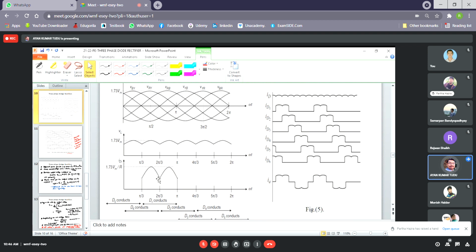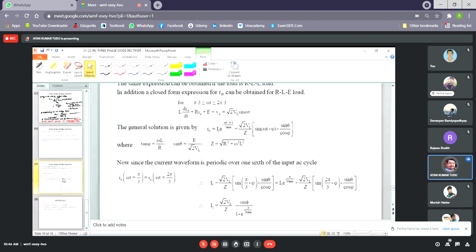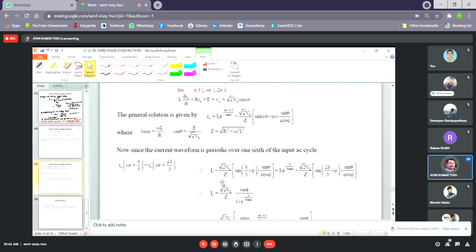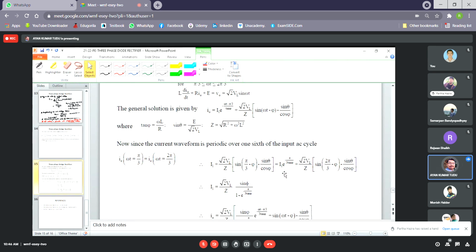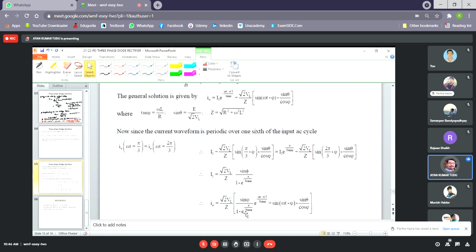Taking this boundary condition into consideration, we can write down these two expressions by replacing omega t with pi by 3, and here omega t will be replaced by 2 pi by 3. If we solve this, we get the expression for I1, and putting this expression of I1 in here, the total expression for the current for a three-phase bridge rectifier comes out to be this.